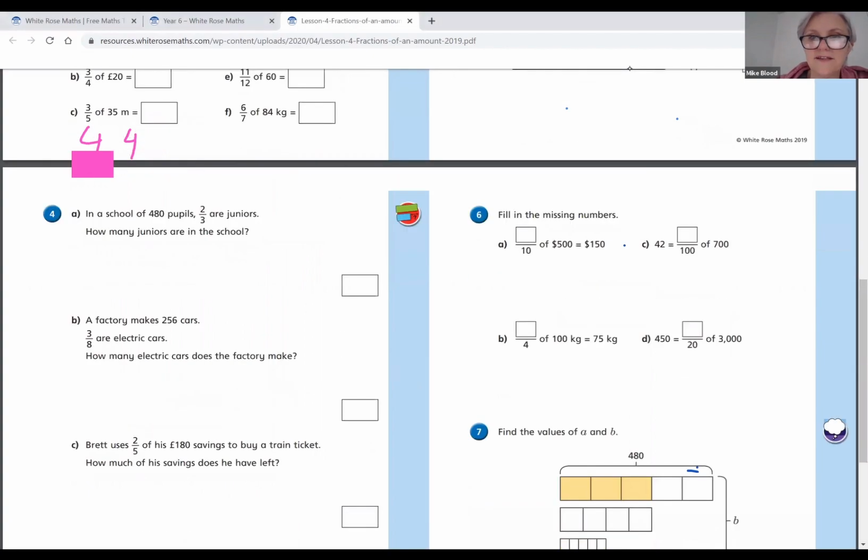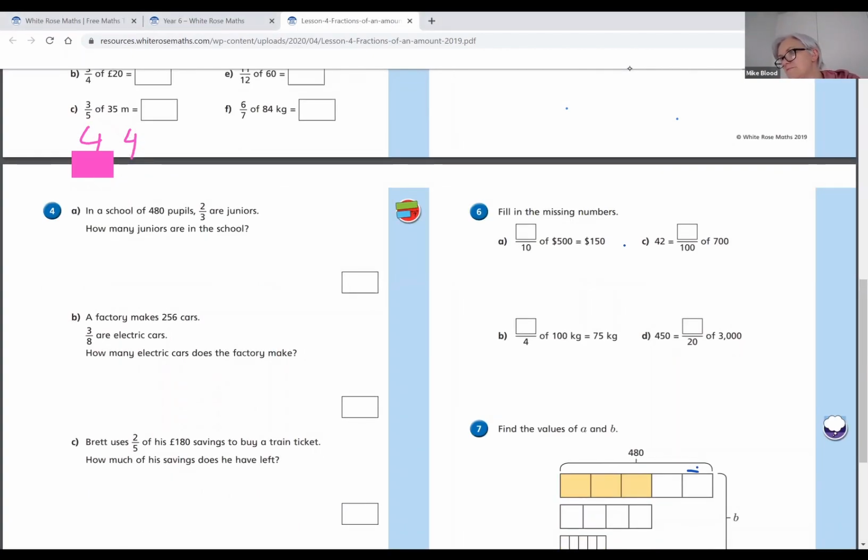Right, so here's the last bit. Fill in the missing numbers. So we've got something tenths of $500. We've gone all international. $500, something tenths is £150. So what I need to do is split the $500 into tenths to start with. So let's try that first. To find what 1/10 of $500 is, I'm going to divide by 10, aren't I? 1/10, I divide by 10, and that will give me 50. So 1/10 equals $50.